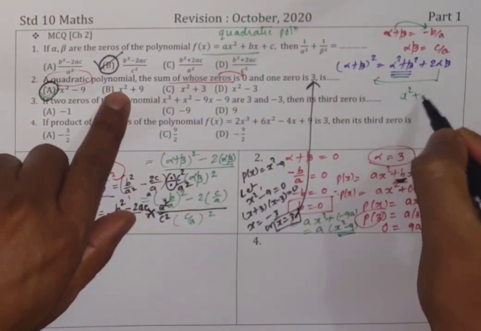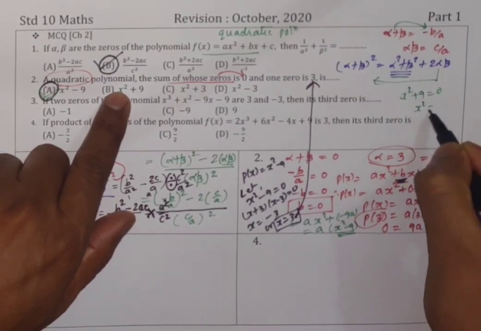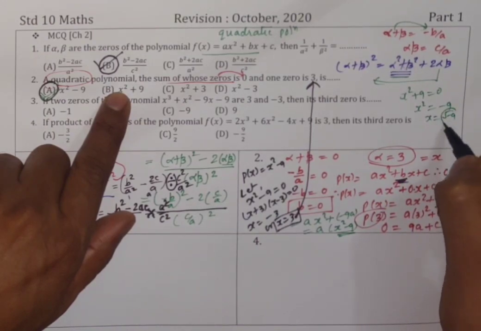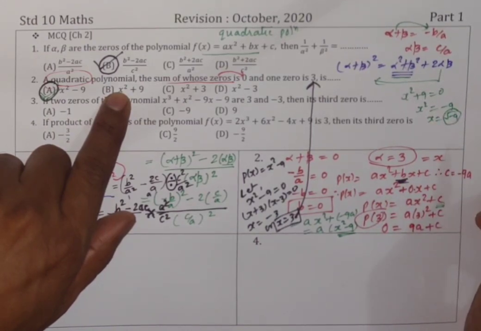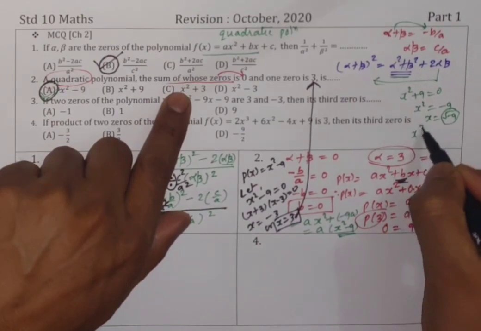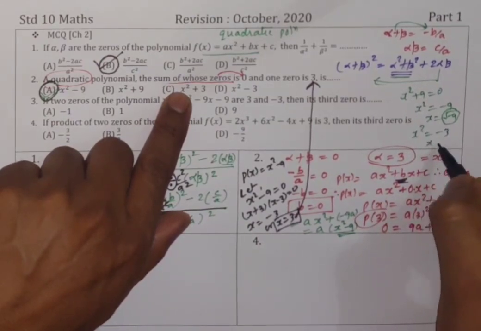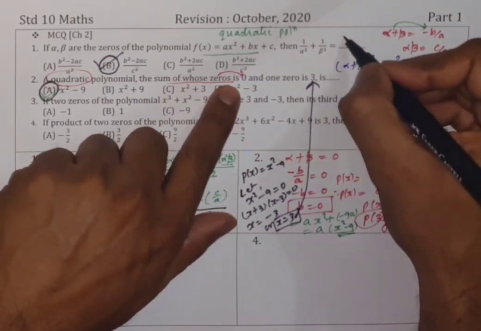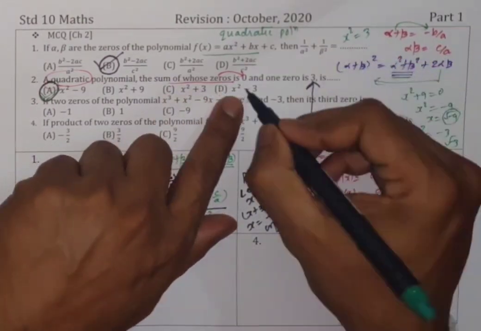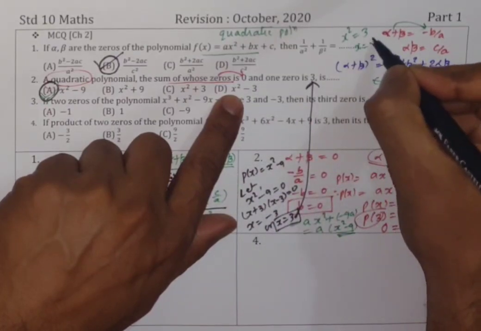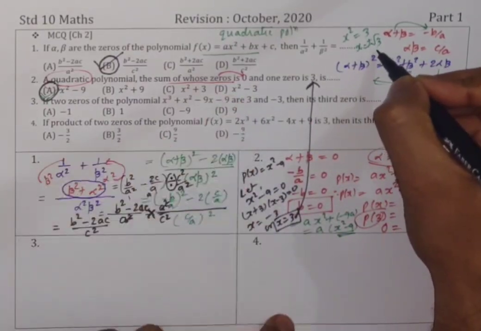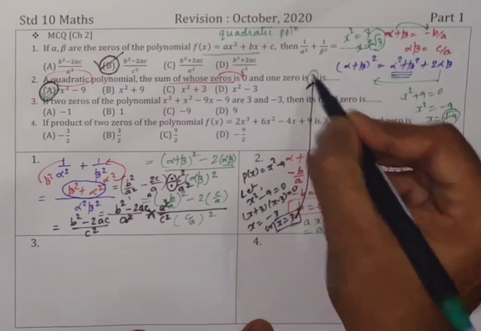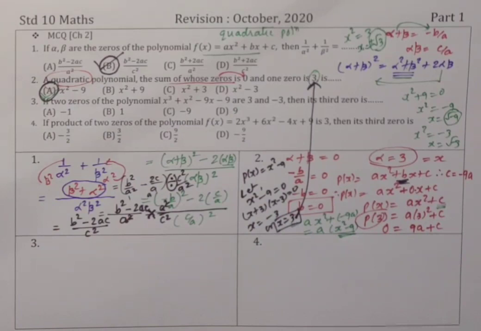See, x square plus 9 equal to 0. So x square is equal to negative 9. So x is equal to square root of negative 9. Negative 9 का square root नहीं मिलता. Yeah, same. X square is equal to minus 3 हो जाएगा. So x is equal to root of minus 3. Not possible. And here x square is equal to 3 हो जाएगा. Minus 3 on the other side. So x is equal to root 3. So the zeros will be plus root 3 या minus root 3. But यहाँ तो 3 दिया है. So the first option is correct.